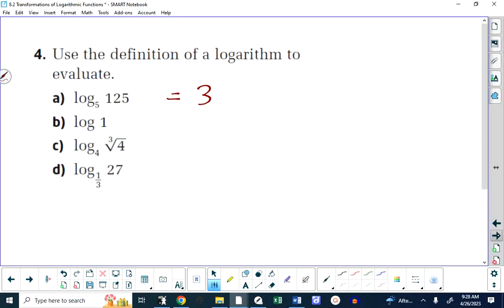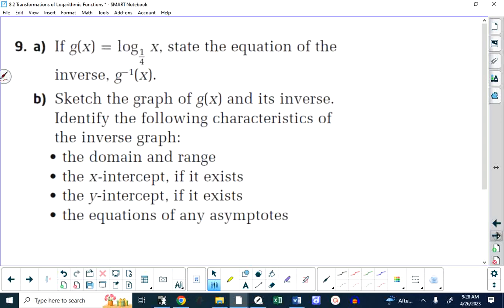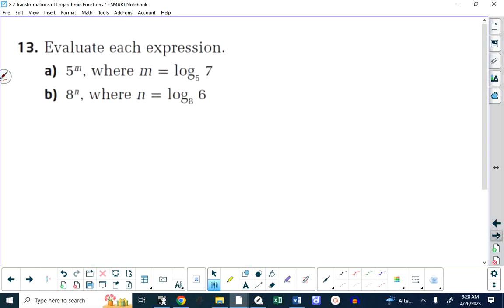Lynette, fire away. Question 13. 13? So evaluate each expression.